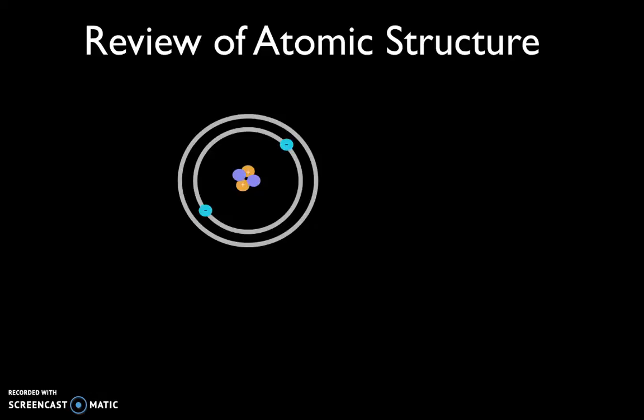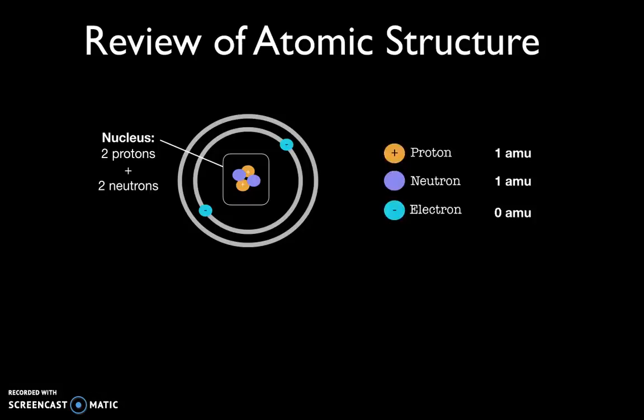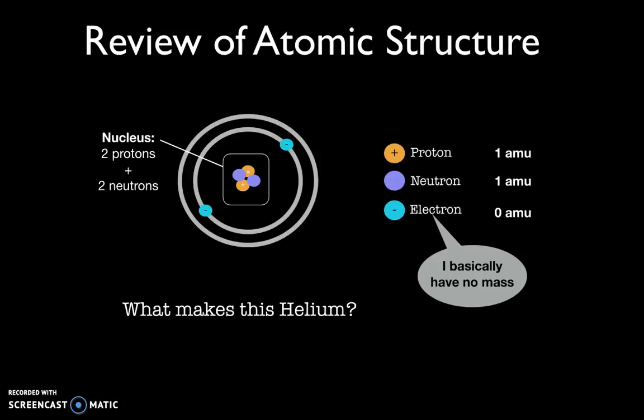We know that this is an image of an atom, and in the center of an atom we have our nucleus. In this particular atom, we have 2 protons and 2 neutrons located inside the nucleus. We also talked about masses. Protons have a mass of 1 AMU, and neutrons have the same mass, 1 AMU. Our electrons are so super small that they basically have no mass at all. So most of the mass of an atom comes from the protons and neutrons, which make up the nucleus.